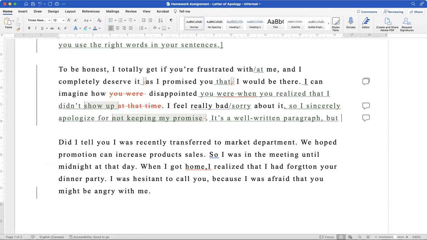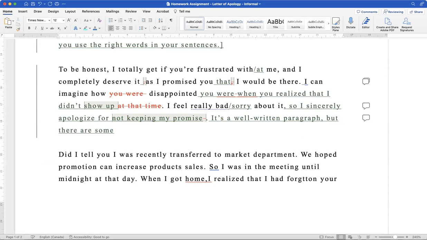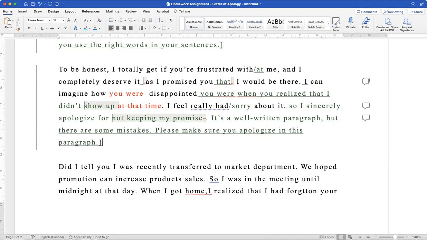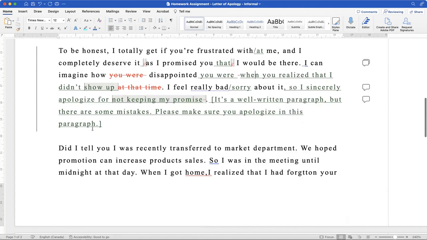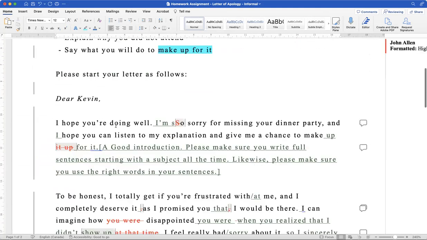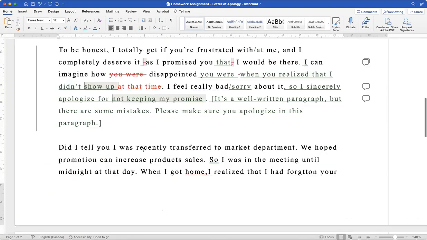But there are some mistakes. Please make sure you apologize in this paragraph. Okay. How disappointed you were when you realized, okay, this part is clear. It's underlined, I just double checked it. Okay, great, that's it. The next paragraph, explain why you didn't attend, the reason.